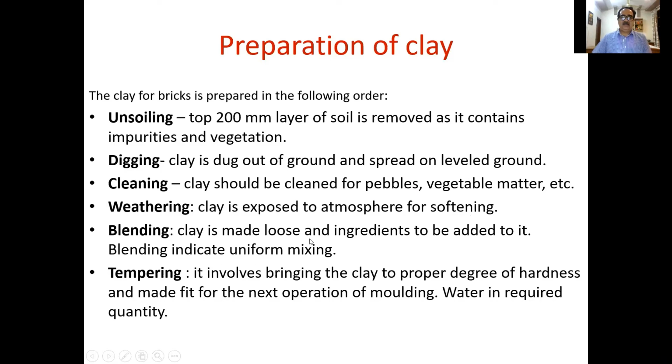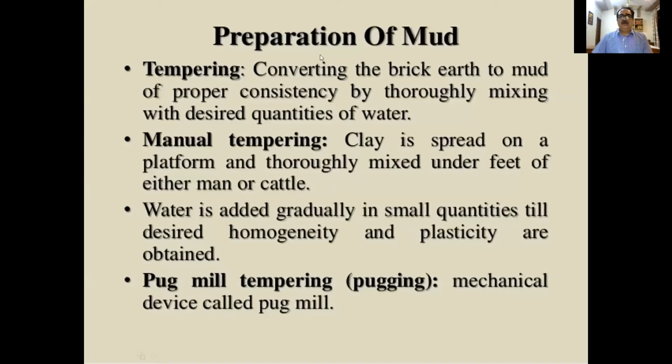Blending. Clay is made loose and ingredients are added to it. So in this stage, we can add whatever deficient ingredients are there. Then it is tempering. It involves bringing the clay to a proper degree of hardness and making it fit for the next operation of molding. Water in the required quantity is added so that it can give a proper consistency to the clay. So preparation of mud involves tempering.